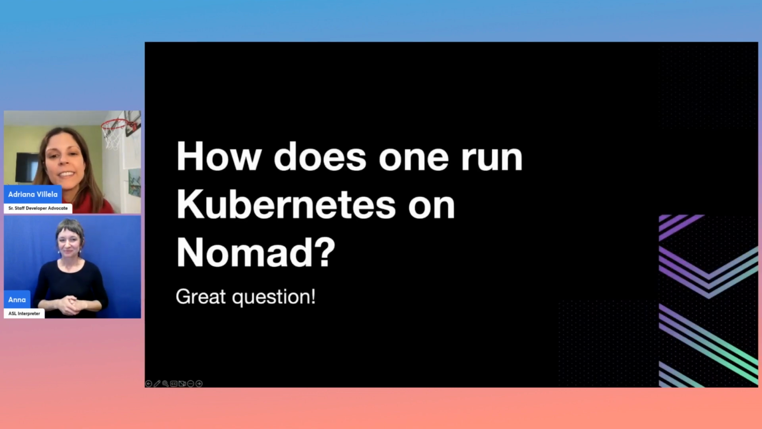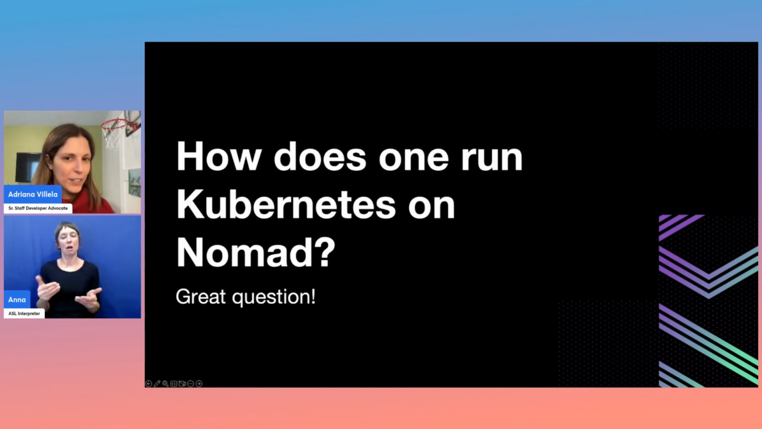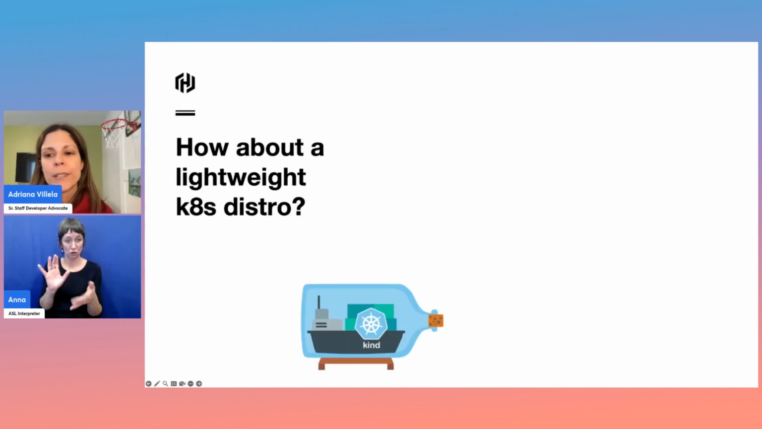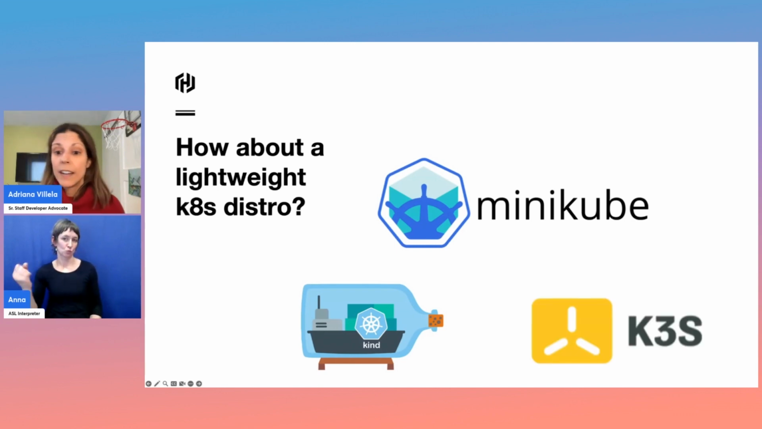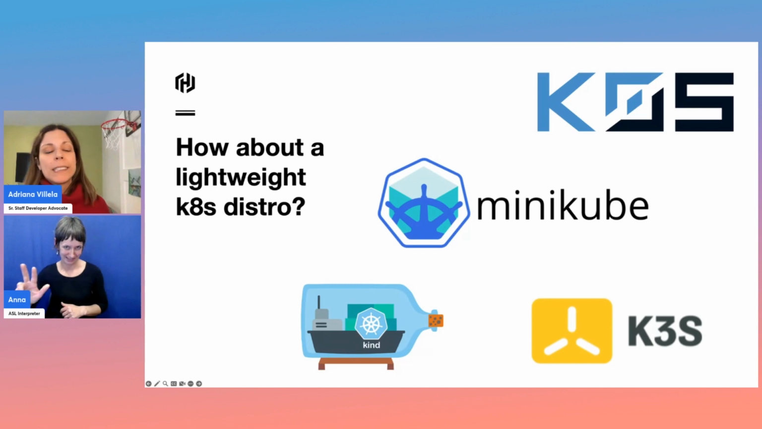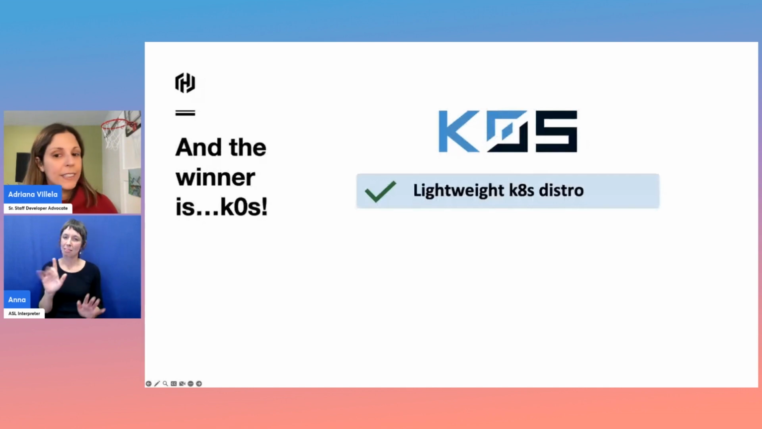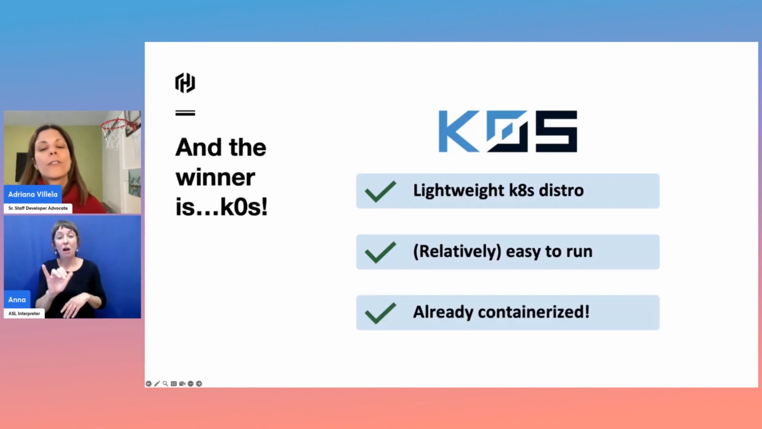So now that I had my architecture all figured out, I needed to get cracking on trying to figure out how to run Kubernetes on Nomad. Now, when taking a wacky project like this, the best thing to do is to try to keep things as simple as possible. So I thought of running some sort of super lightweight Kubernetes distribution. So I looked into Kind or Kubernetes in Docker, I looked into Minikube, and I looked into K0s. And K3s. And I ended up landing on, finally, K0s because it is a super lightweight Kubernetes distribution. It is relatively easy to run, and it is already containerized for your convenience.